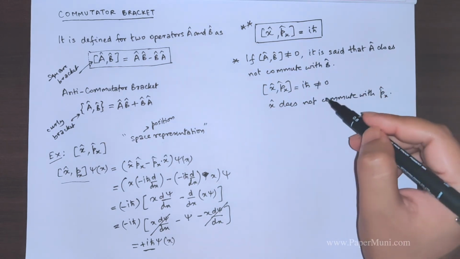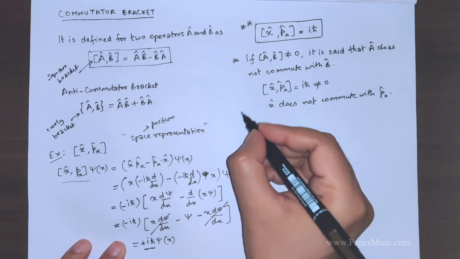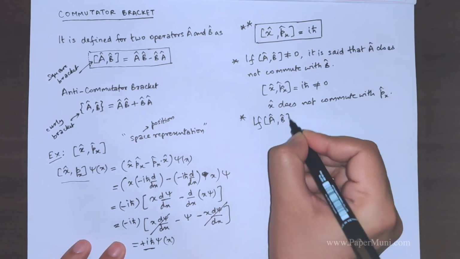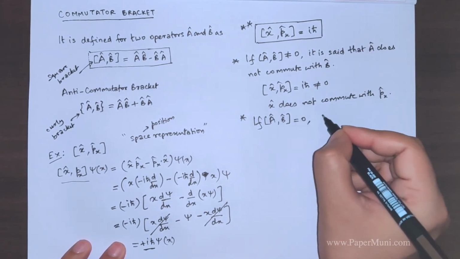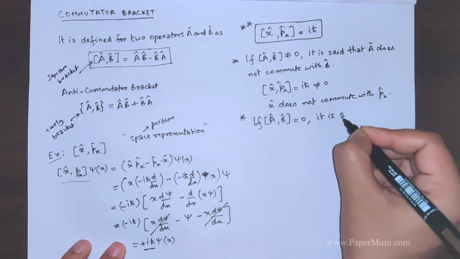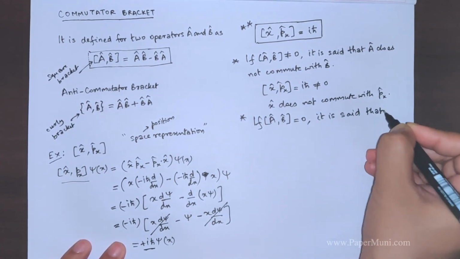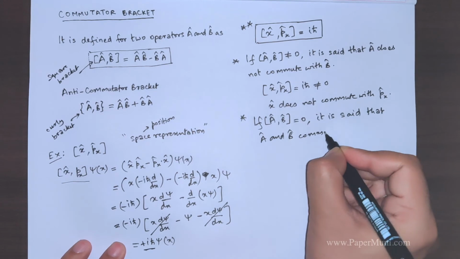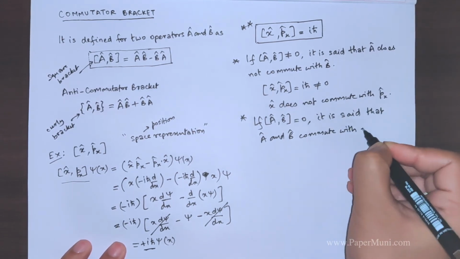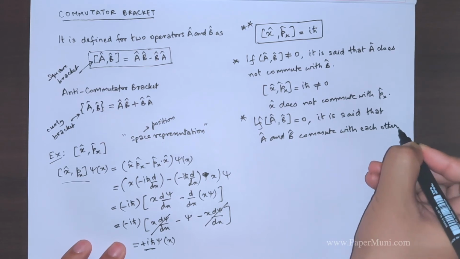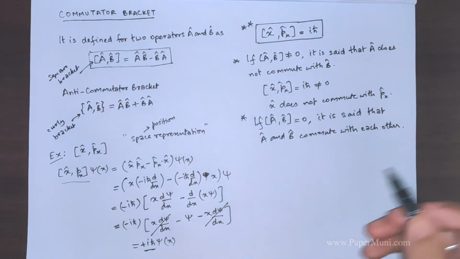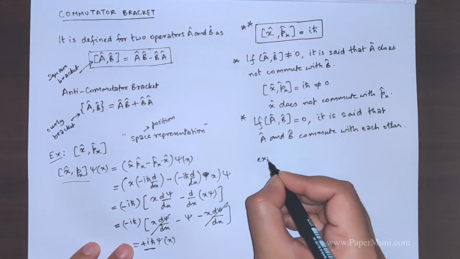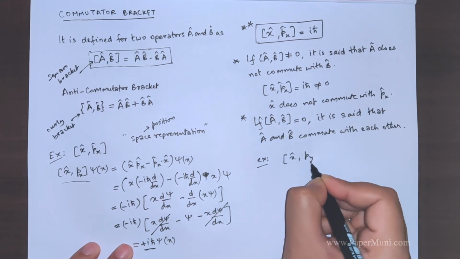All right. So if you see, the next one is if A and B commute with each other, means the commutator is equal to zero. That means it is said that A and B commute with each other. Alright. It's like A commutes with B, B commutes with A. Right? It's like that.